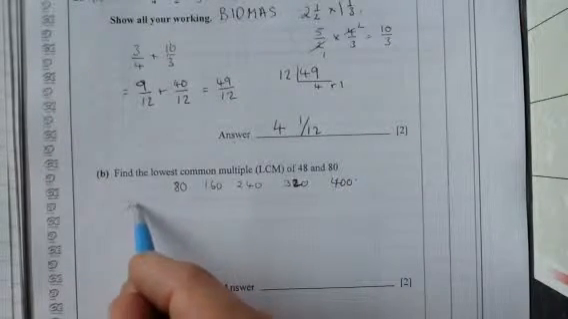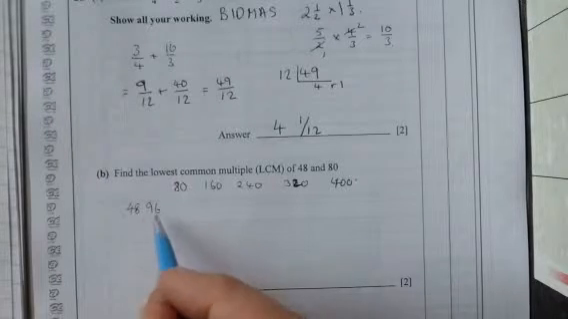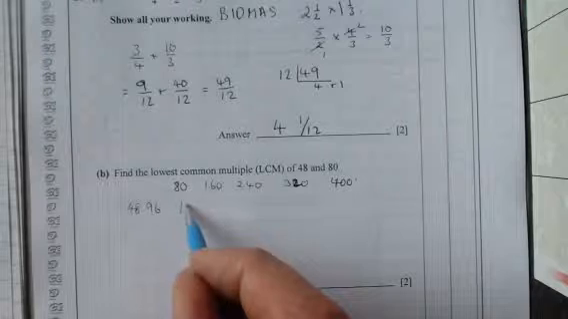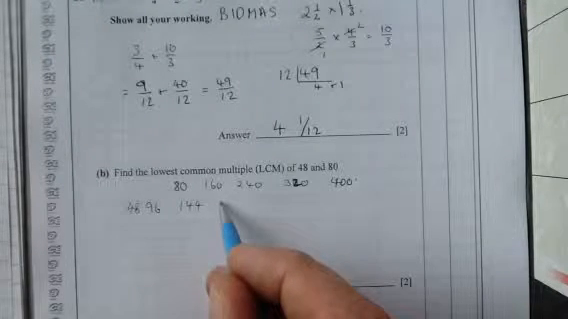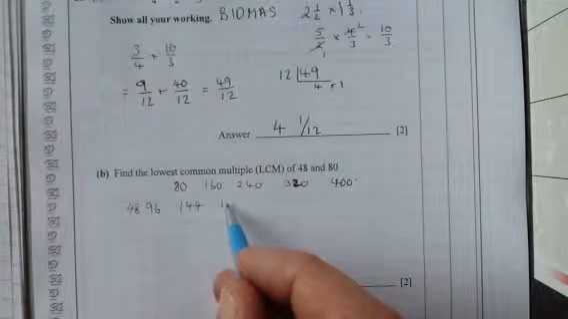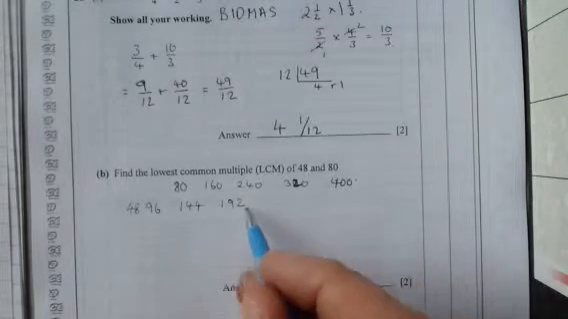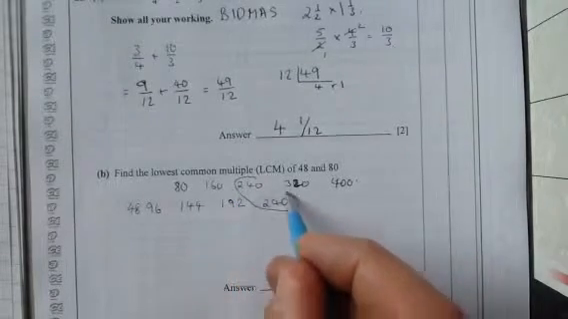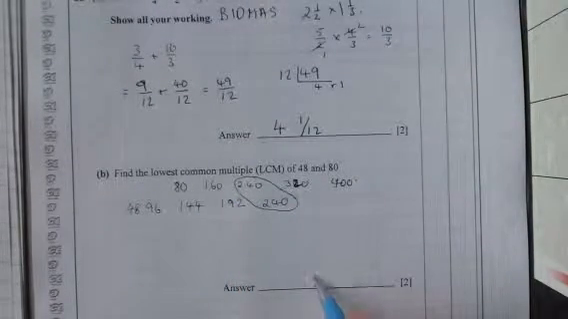So we've got 48, 96, 96 plus 48 is 144, 192, 240. And then once they get the numbers that are the same, they will list it down.